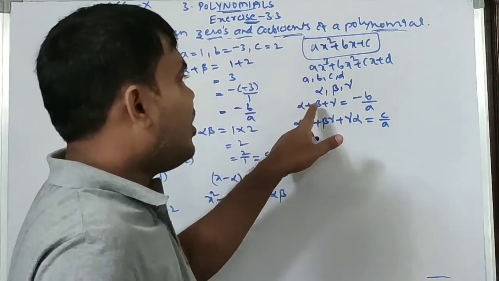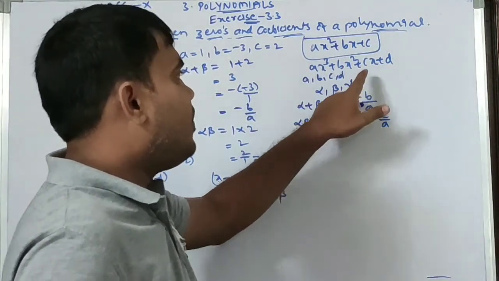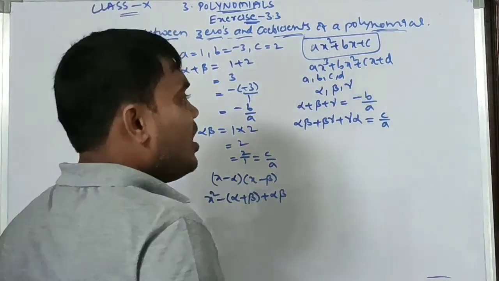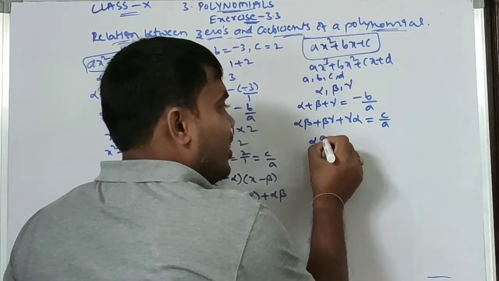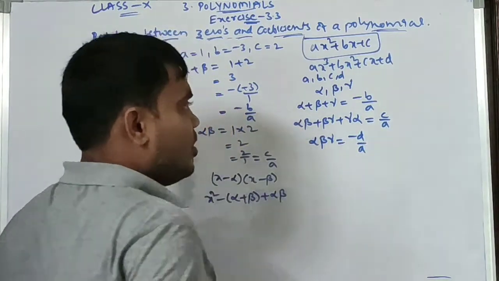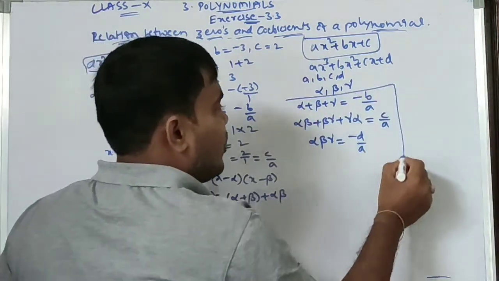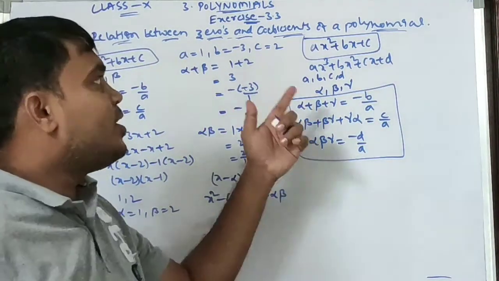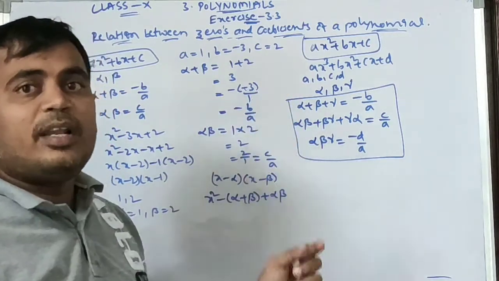So the sum is minus b by a, the sum of products is c by a. Next, the entire product alpha beta gamma is equal to minus d by a. So these three equations are the relations between coefficients and zeros of the polynomial.